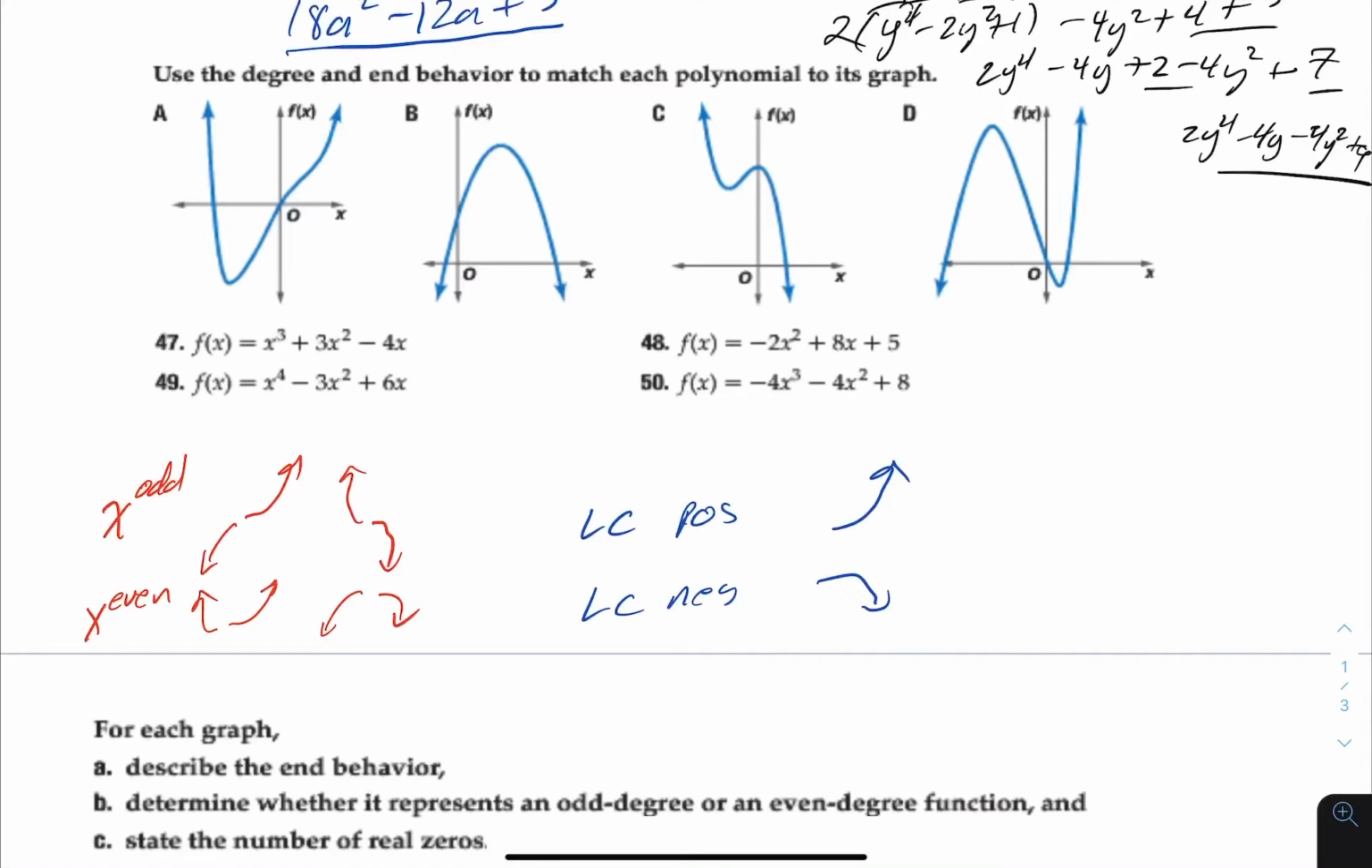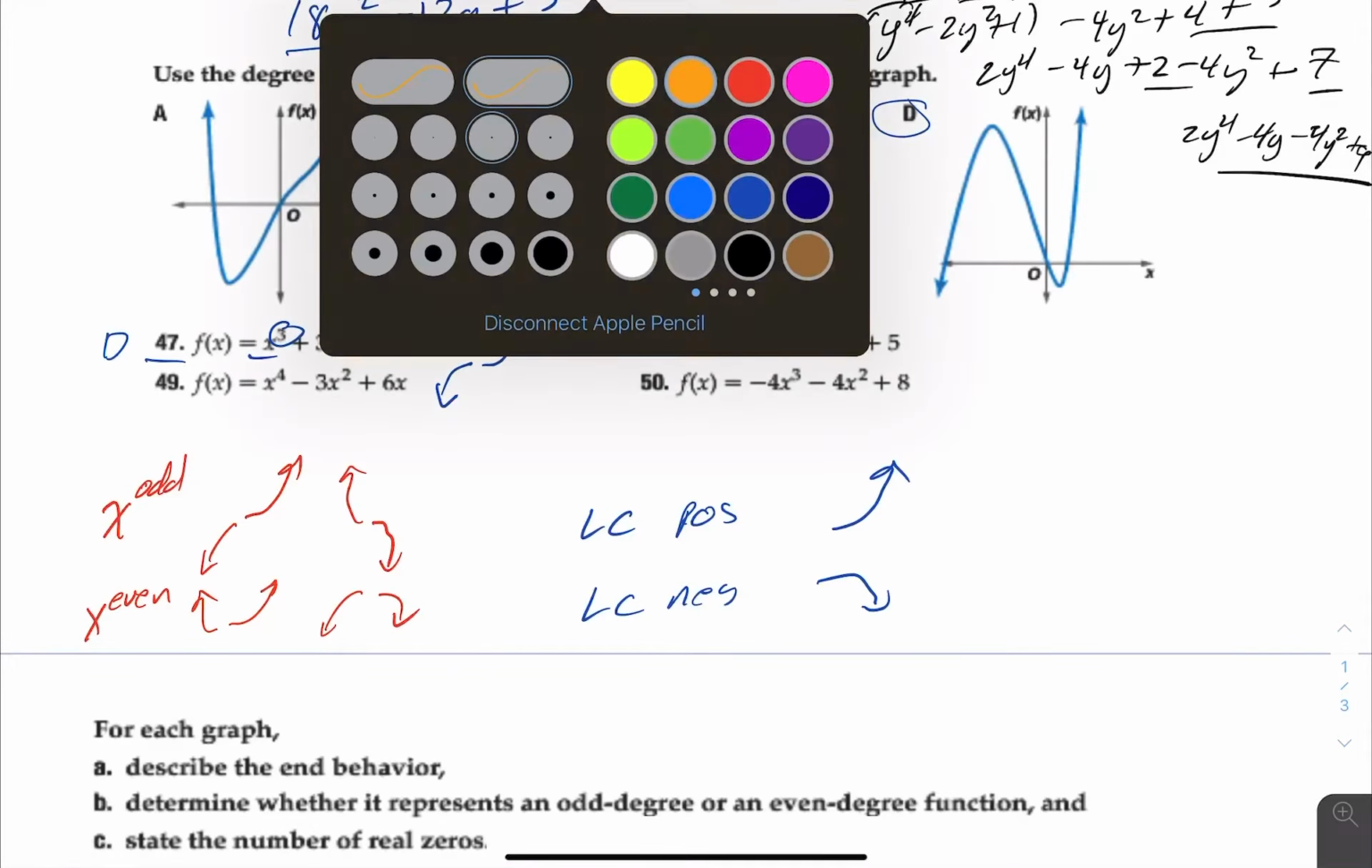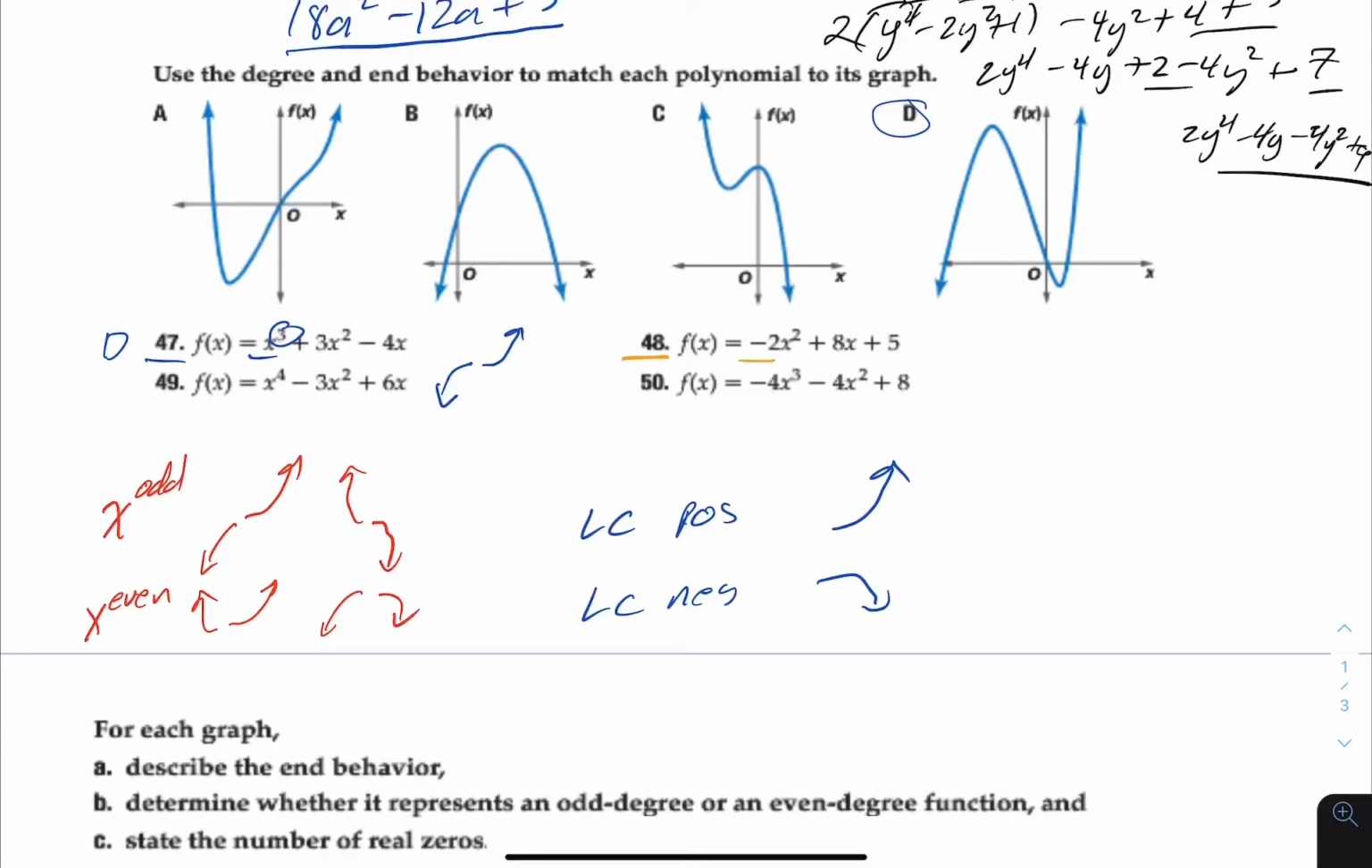That's pretty much it. So look at our first one, 47. The leading coefficient is positive, so we're going to end on the top right. It's an odd power, so we're going to flip. So it looks something like that, and that would be D. Look at 48. The leading coefficient is negative, so I'm going to end on the bottom right. And it's an even power, so it stays on the same side. And that would be B.